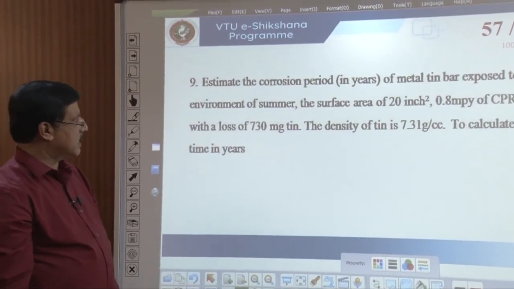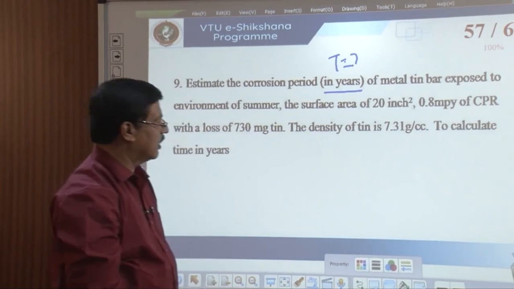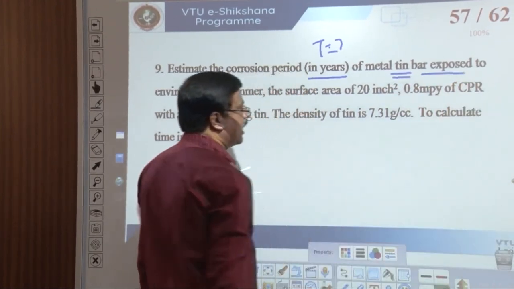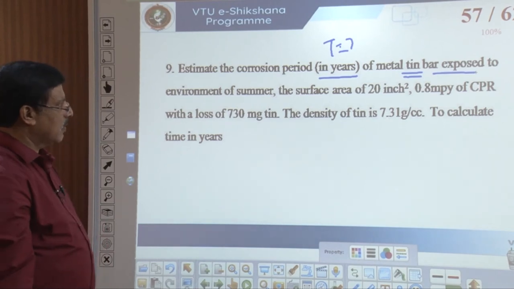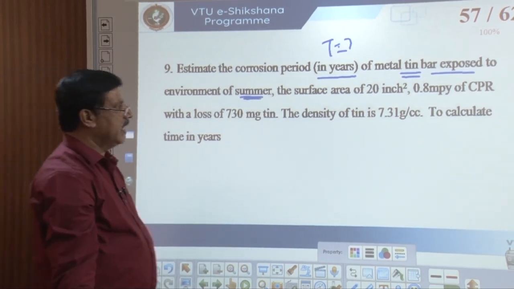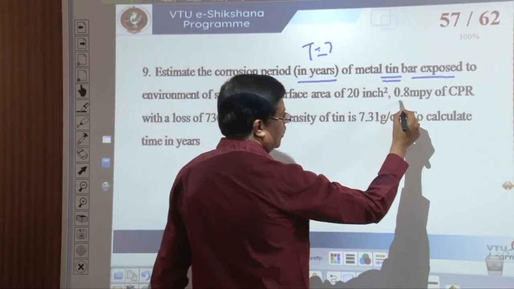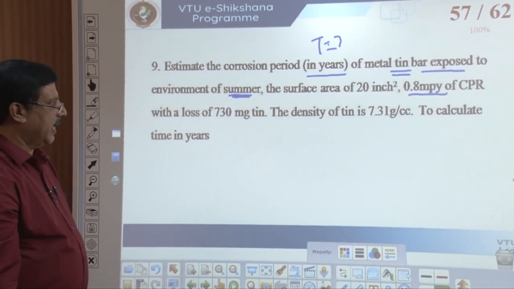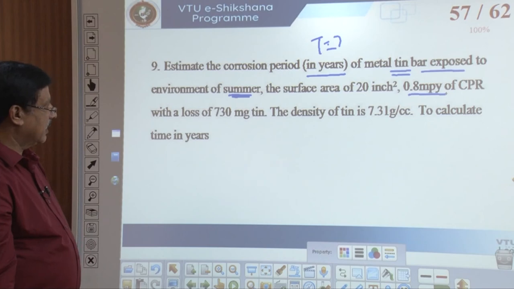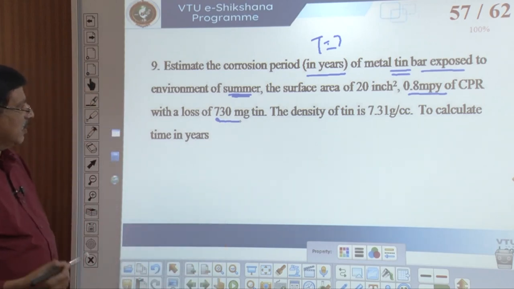Next numerical problem, estimate the corrosion period in years. That means you have to find out the time taken for a metal, tin bar exposed. Even tin is not going to be corroded that much with respect to iron. Exposed to the environment of summer, summer means higher temperature, the surface area of 20 in square, 0.8 mils per year of CPR. So now you have to calculate in terms of mils per year of corrosion penetration rate, because your value is given in that, CPR in terms of mils per year, you have to calculate the time for that. Okay, CPR with the loss of 730 milligram. So now they have given milligram only, you need not convert into gram.